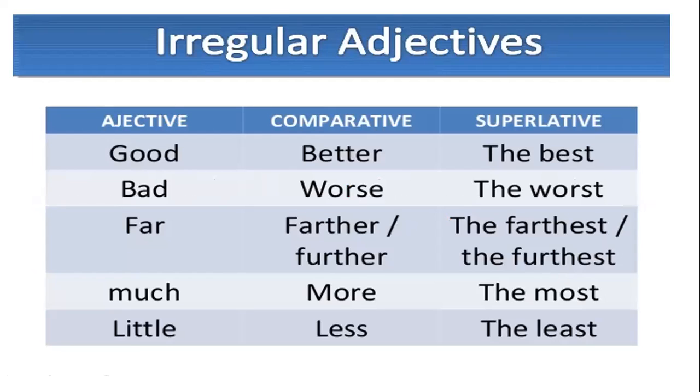Again, irregular adjectives: good, better, and the superlative, the best. Remember that those are irregular adjectives. They don't follow the same rule, right? Bad, worse, the worst. Far, farther, can be further, the farthest, the furthest. Much, more, the most. Little, less, the least. So normally these ones, you have to memorize them. You have to learn them by heart because they don't follow the rule of adding ER for the comparative or adding EST for the superlative, because the adjective itself is an irregular adjective, right?